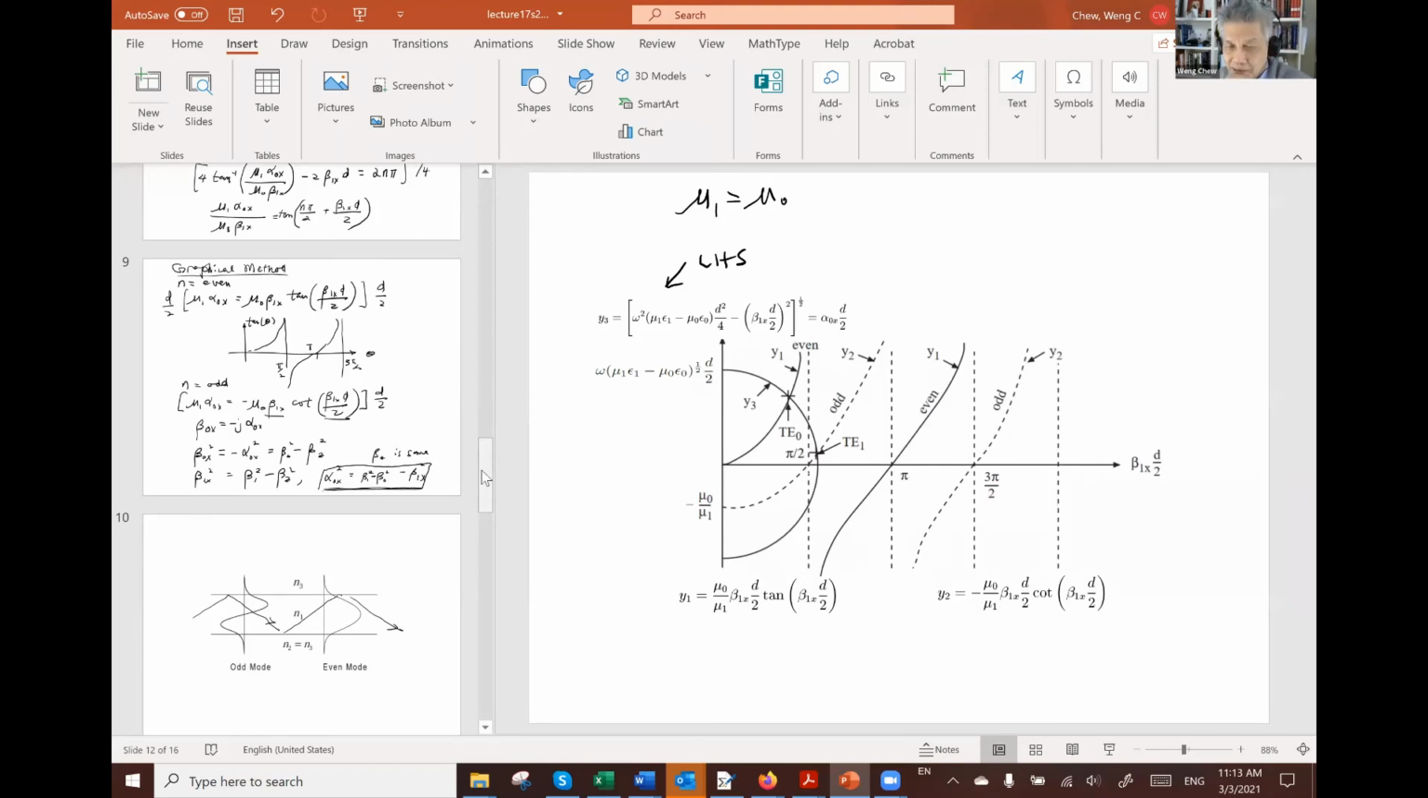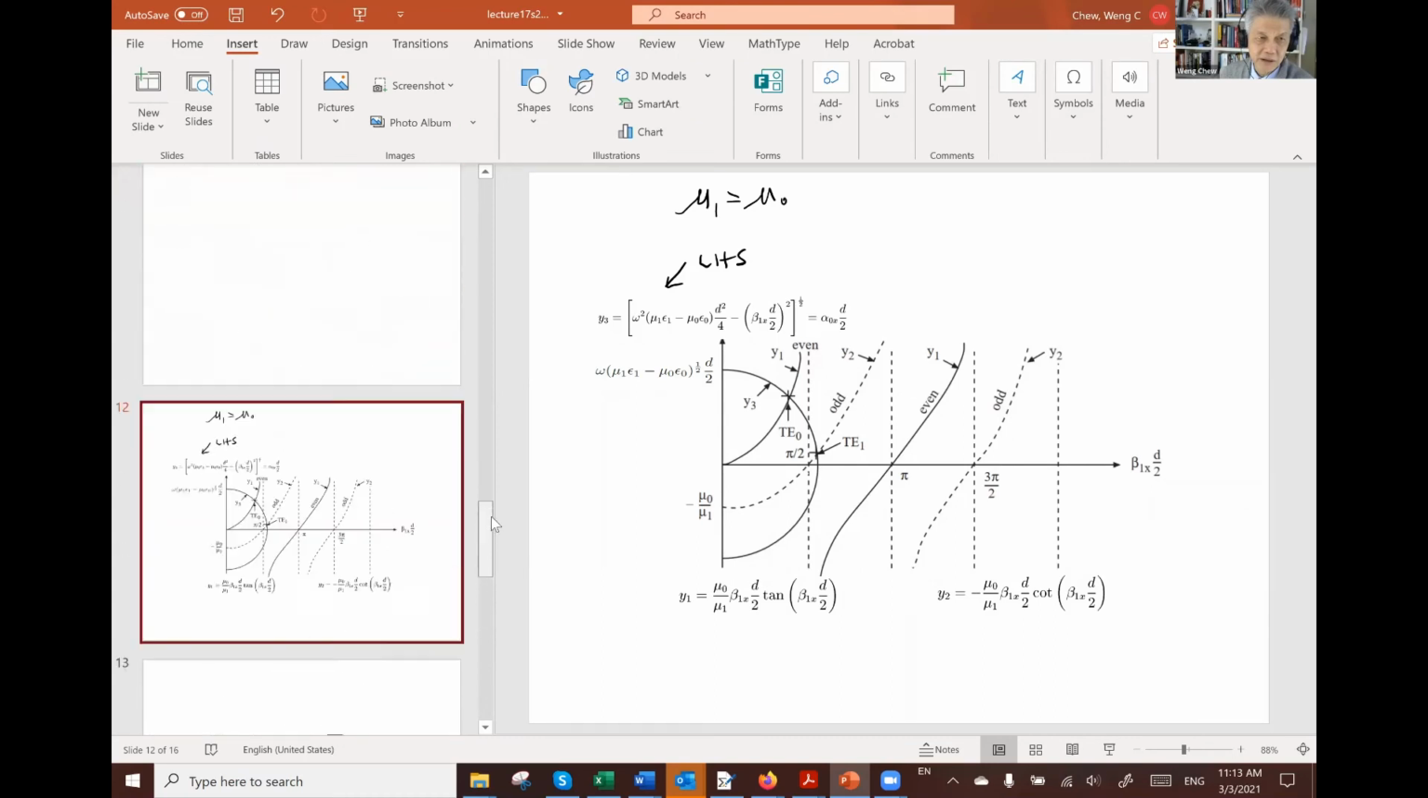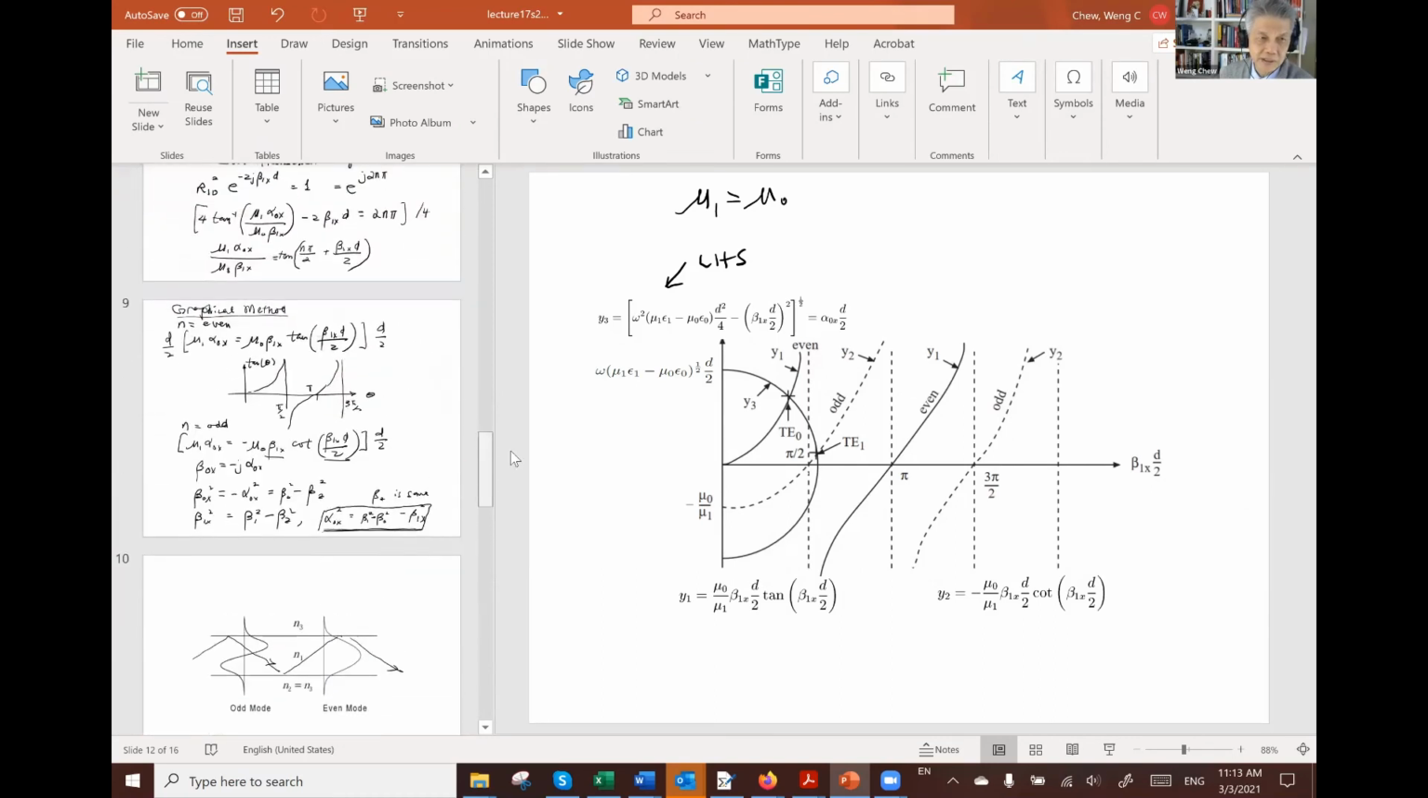But actually, these problems can be solved by a computer very easily. But graphical methods still offer you physical insight. So are there any questions on this graphical method before we talk about the physical insight we can intuit from these plots?